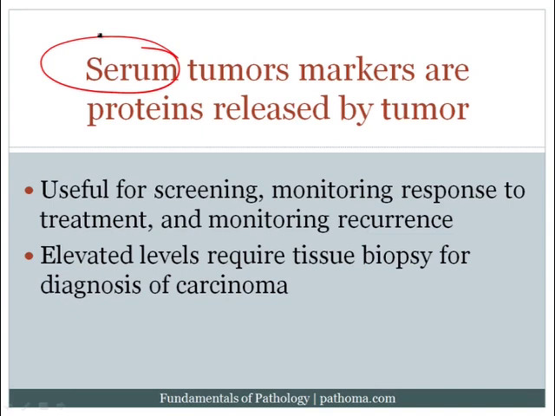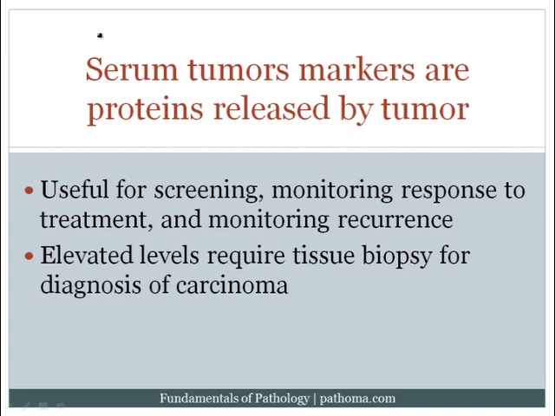Now, these serum tumor markers can be useful in three circumstances. Some serum tumor markers are useful as a screening test. For example, PSA is a protein that's released by prostate cancer, and it gets released into the blood, and we can then detect it in the blood, and so it's useful as a screening test.